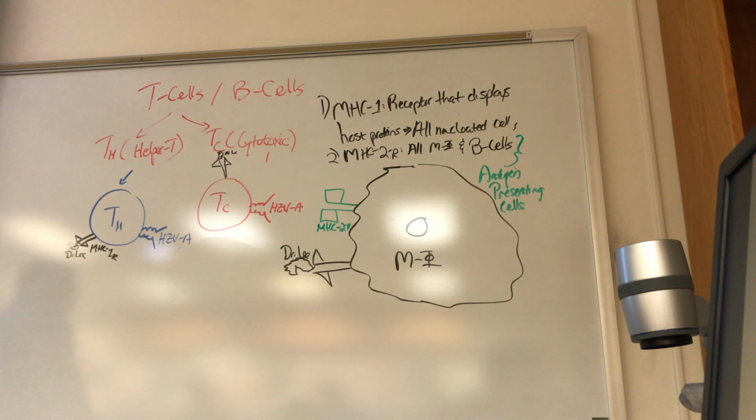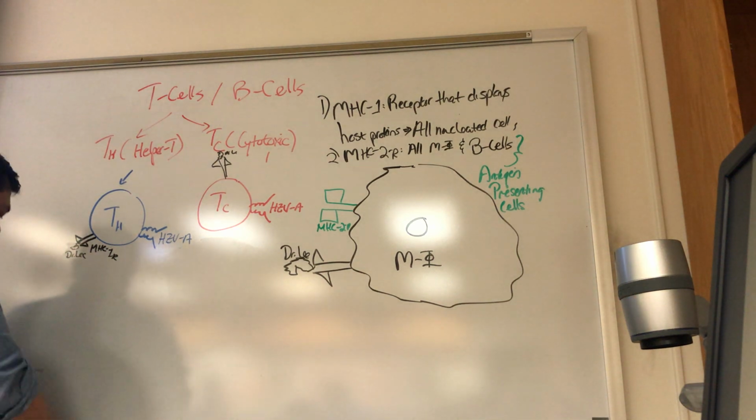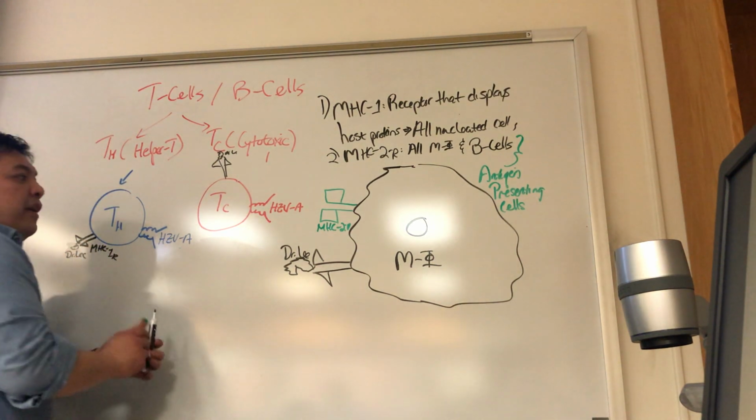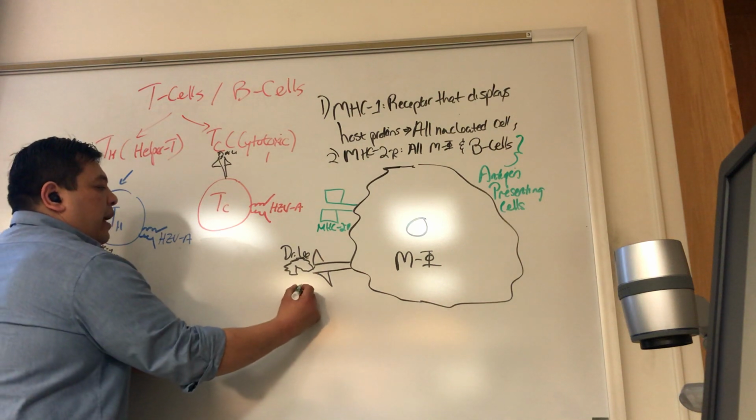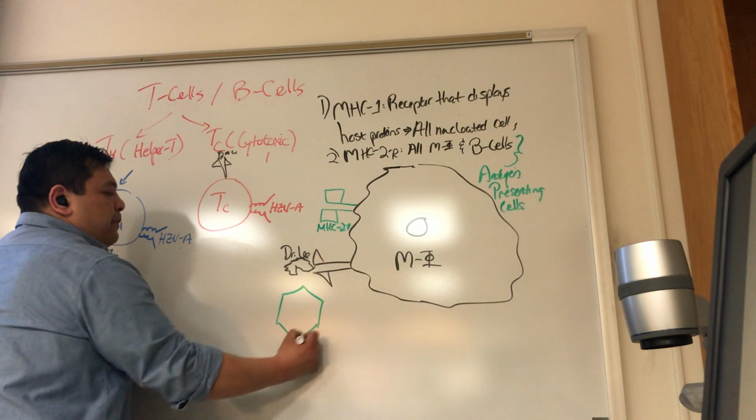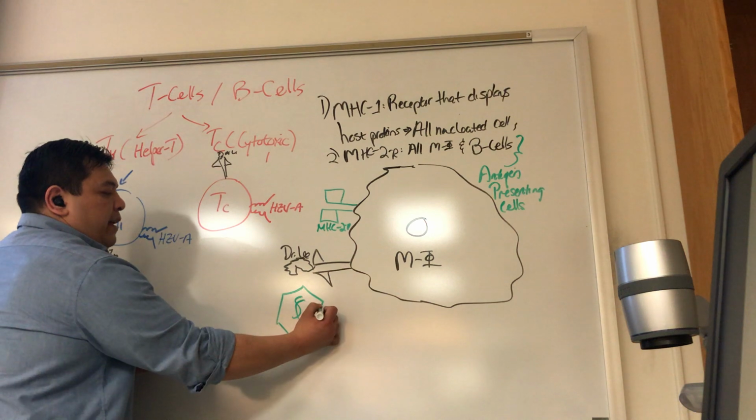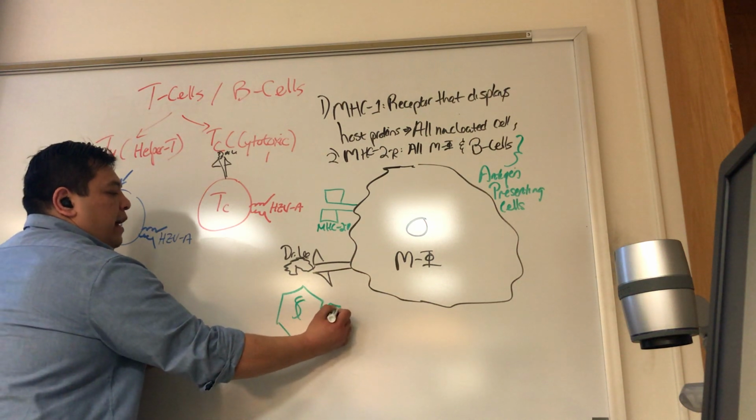So what happens here then? Well, what happens is this. You have a varicella zoster virus right here. And I use varicella zoster just because it doesn't mutate. And here's their epitope A.